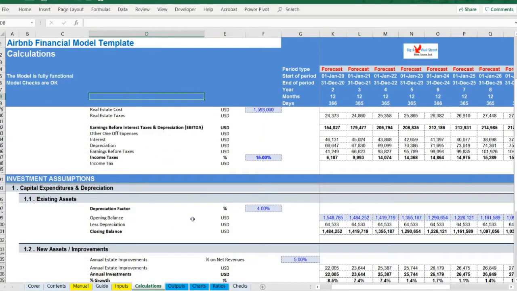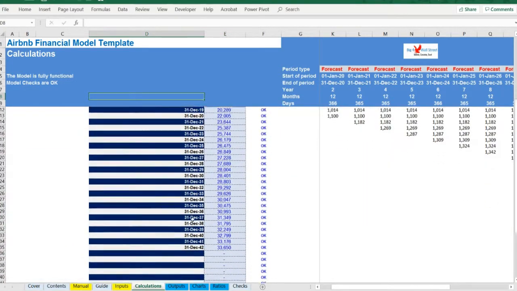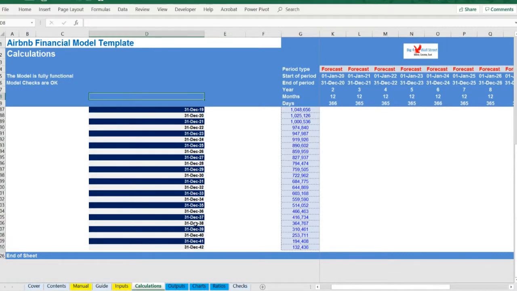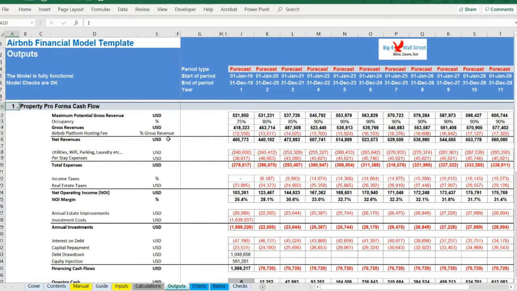Calculations: this is where all calculations are performed. Revenues, expenses, taxes are calculated as well as net book value of assets and capex and financing calculations like loan amortization and source and uses of funds.